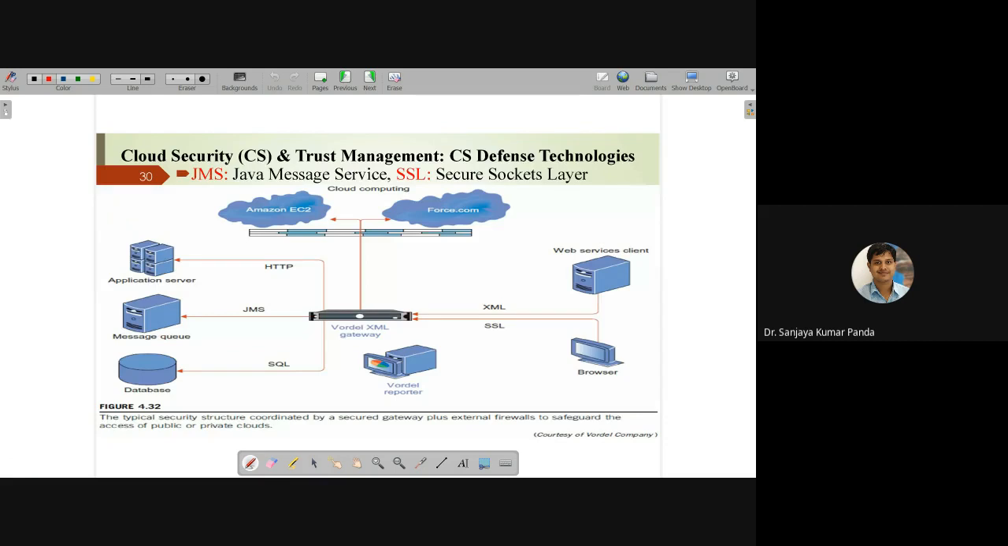Like if you see here, the XML gateway is connected to different services. It is connected to the application server, message queue, and database through different frameworks. Like here I am using HTTP. Here SQL is used. Here JMS is used, Java services. Here XML is used. Here SSL is used. Right. So it is just like a centralized control. So if an attacker can launch some kind of attack on this XML gateway, then it is easy to retrieve the information from the different servers, databases, and different queues, right? So those types of things you have to avoid, right? Through Secure Sockets Layer, or you can say through Transport Layer Security.